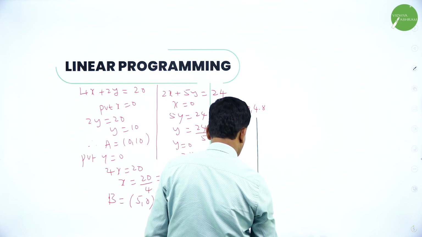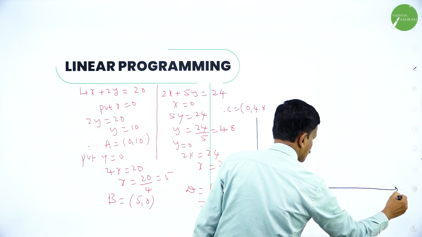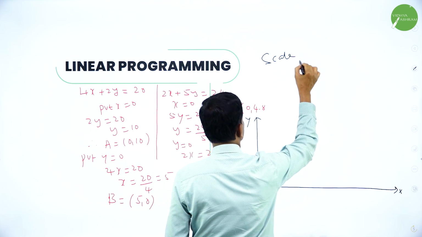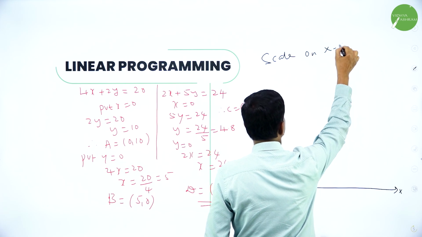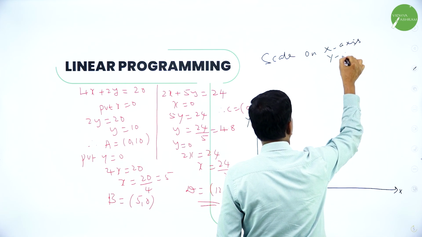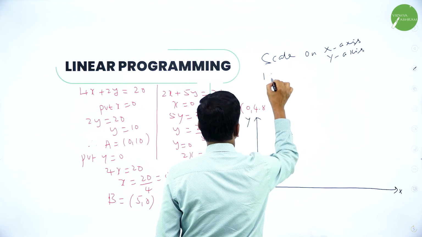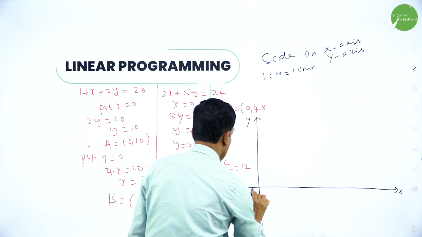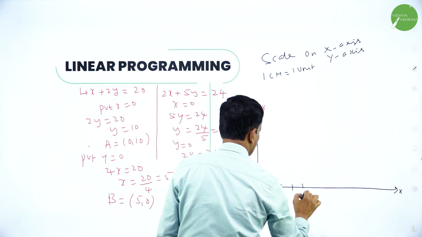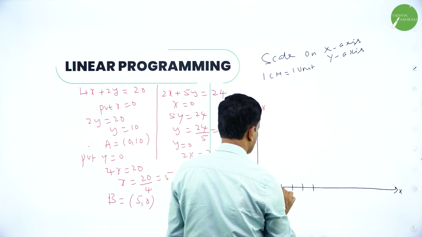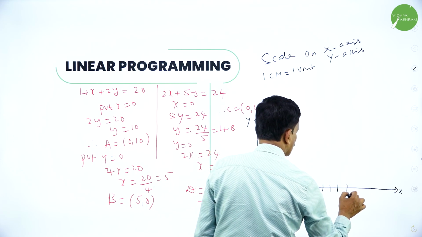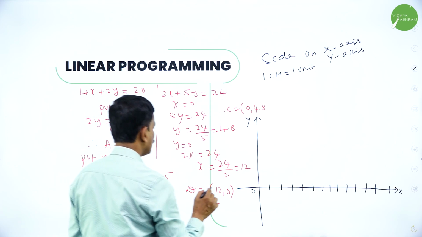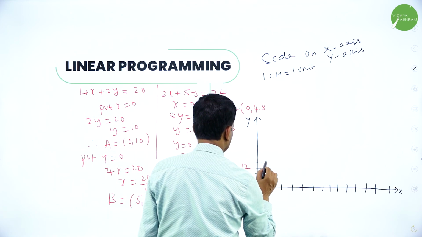Now, let us represent this on a graph. This is the x-axis, y-axis. Take a suitable scale on the x-axis and y-axis: 1 centimeter is equal to 1 unit. So this is 0, 1, 2, 3, 4, 5. Maximum on the x-axis we have 12, and on the y-axis, maximum we have 10.